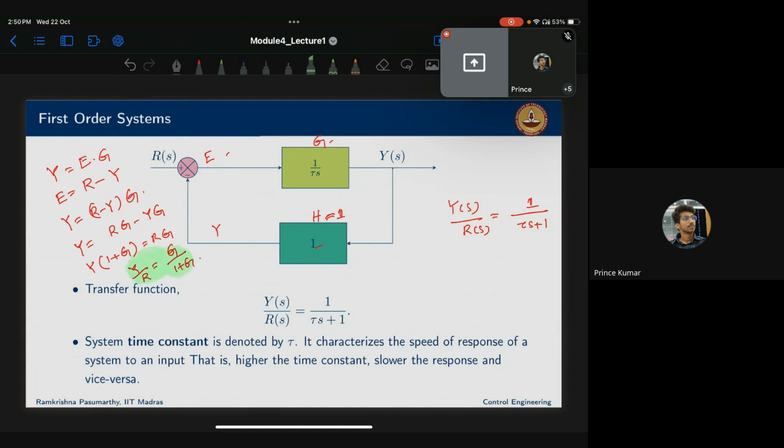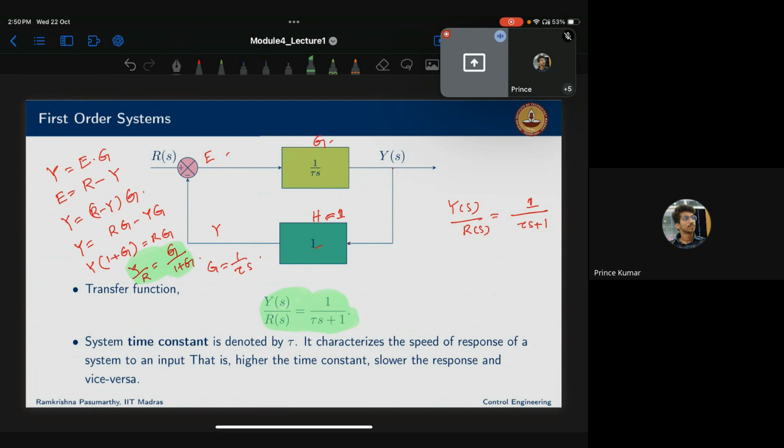Z by 1 plus Z. Now if we substitute Z as 1 by tau s, you will get this expression, 1 by 1 plus tau s. I think this is clear, there is no issue.